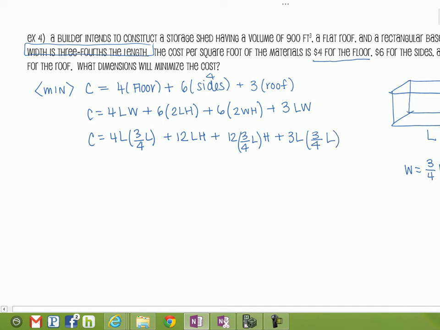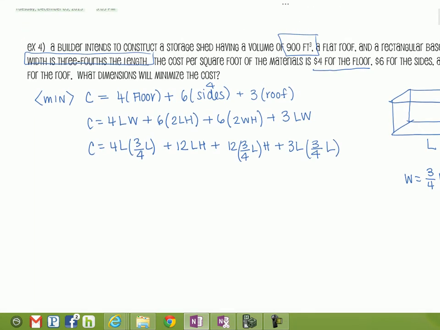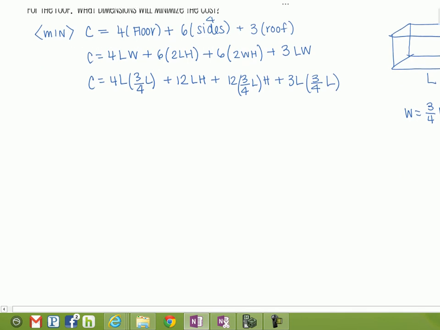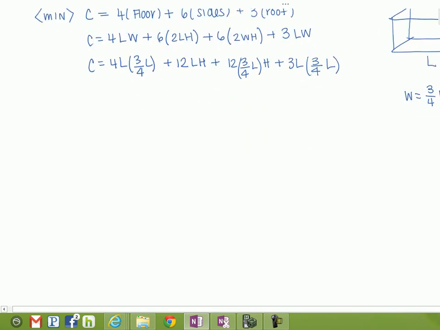What else? There's the 900 feet cubed, which was the volume, so I'm going to write the volume. Sorry, guys. It's not liking me right now. So 900 is the volume, length, width, height. I already have this, so I'm going to actually substitute that in.